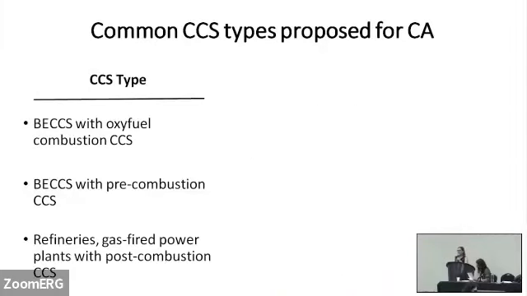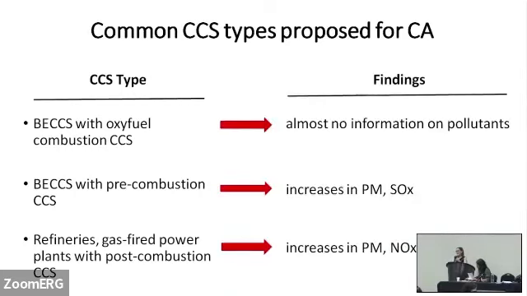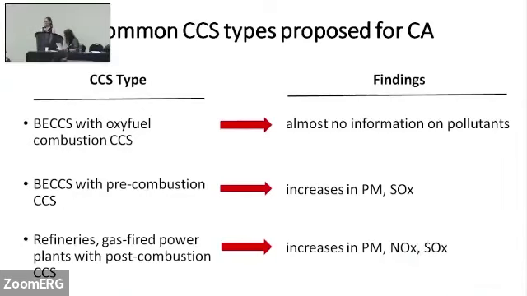So I'm going to run through some research findings on pollution for common CCS types proposed for California. As a summary, for BECCS with oxy-fuel combustion CCS, there's almost no information. For BECCS, that's bioenergy with CCS, with pre-combustion CCS, there can be increases in PM and SOx. For refineries and gas-fired power plants with post-combustion CCS, there can be increases in PM, NOx, and SOx.